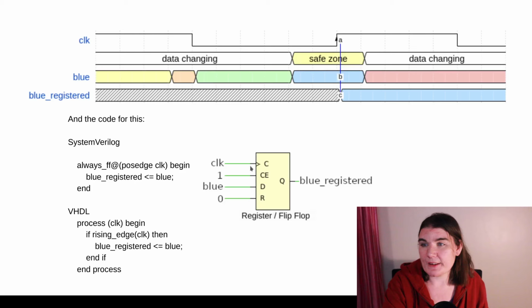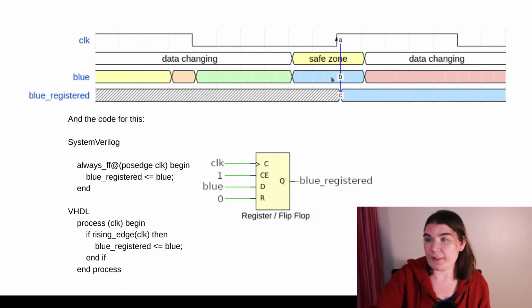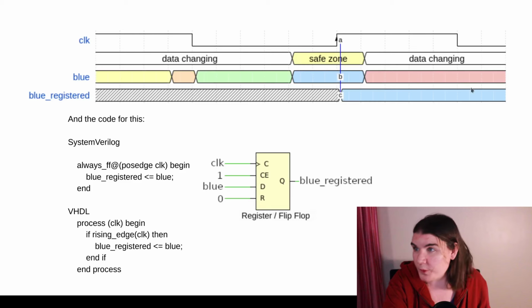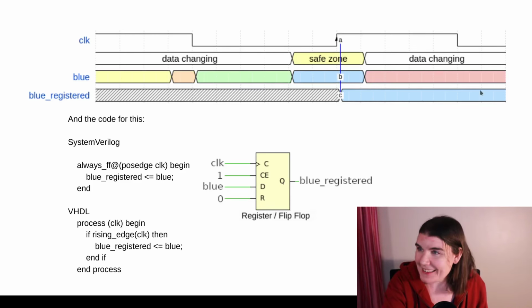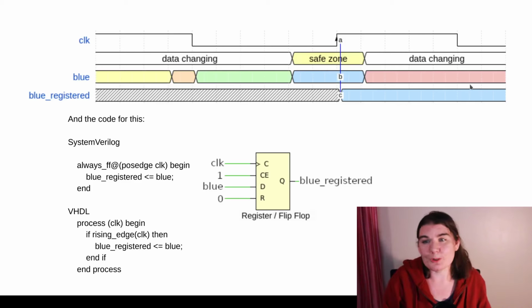And so here the blue signal gets driven into the data input, and the register takes a snapshot at this point in time, and it remembers the value of the blue signal at the rising edge of the clock, and then it outputs that value for the rest of the clock cycle. So for the next clock cycle, it will maintain that value, and that is my local copy.